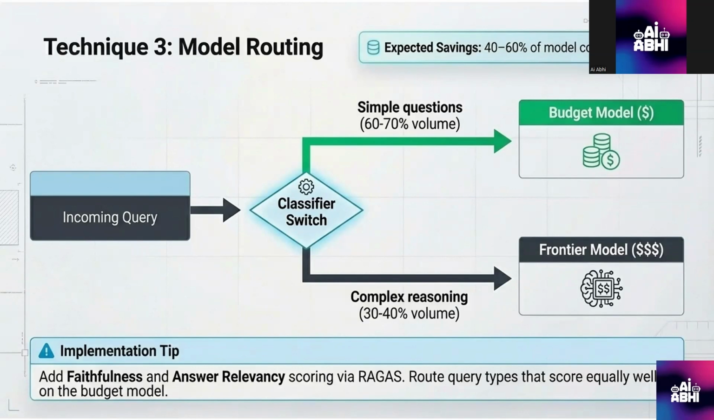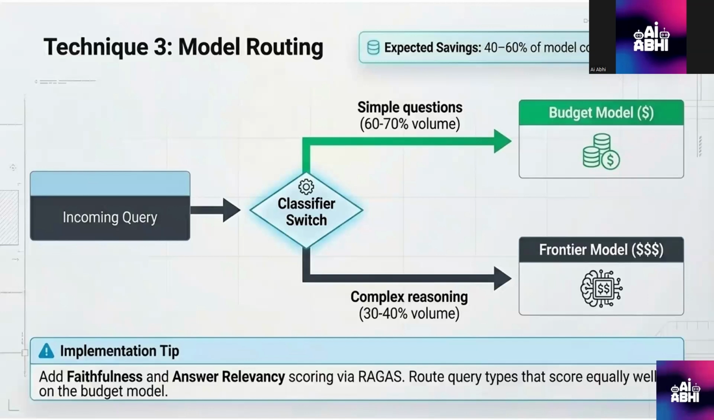The pricing spread is such that a budget model costs around 15 to 50 times less than a frontier model per token. Claude Haiku 4.5 is $1 per million input tokens, versus Sonnet at $3 per million, whereas Opus is $5 per million. GPT-4o mini versus GPT-4o is a similar gap. Most production RAG queries, the simple factual retrievals, do not need frontier model quality.